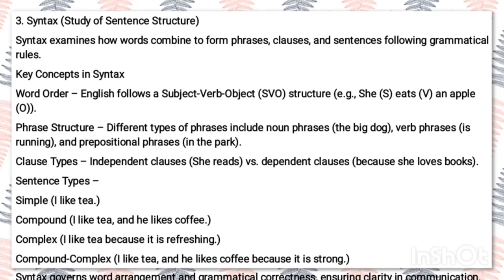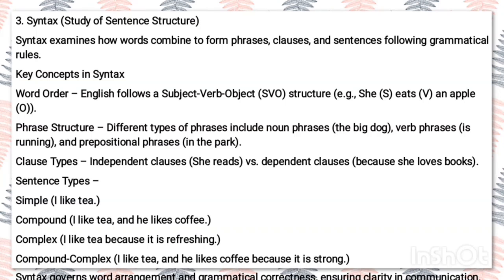Next one is phrase structure. This refers to the arrangement of words in a phrase, such as a noun phrase, the big dog, the subject of the sentence. Next one is a verb phrase, is running, the action in the sentence. Next one is a prepositional phrase, in the park, that describes location.